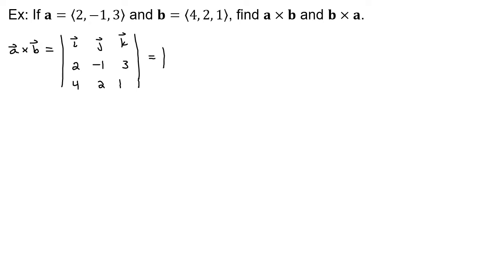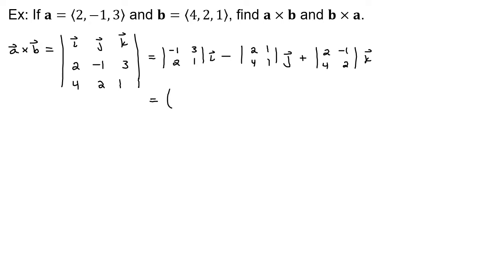So I end up with the -1, 3, 2, 1 determinant on the I. For J, I'll have the 2, the 1, the 4, and the 1. And on the K, I'll have the 2, -1, 4, 2. So then I'm multiplying numbers. -1 times 1 is -1, minus 3 times 2 is 6. So remember, we're doing the diagonals this way, minus this way.